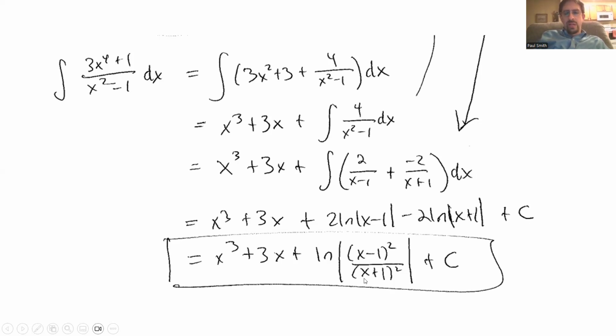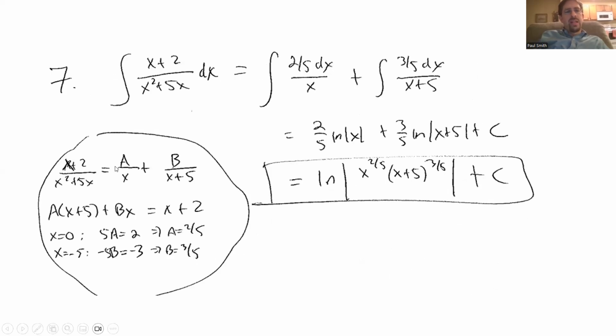And remember, we can combine this into one logarithm. And the way we do that is we bring our coefficients in as exponents. So we're left with a natural log of absolute value of x minus 1 squared divided by x plus 1 squared. That's because this 2 moves in as an exponent on the inside. And because we subtract the two logarithms, we divide their inputs. So altogether, our answer is x cubed plus 3x plus natural log of the absolute value of x minus 1 squared over x plus 1 squared plus c. And remember, you can pause the video at any time if you need to go back. That's why I'm doing this.